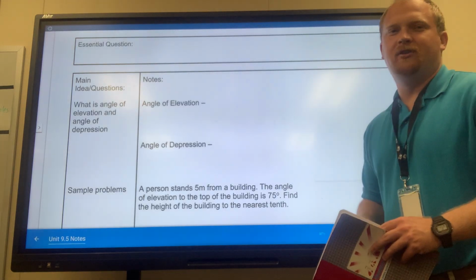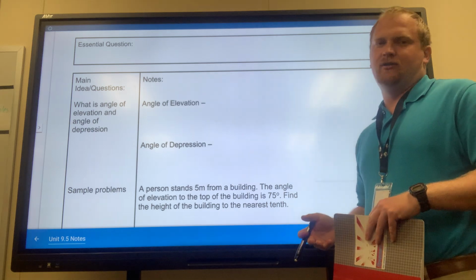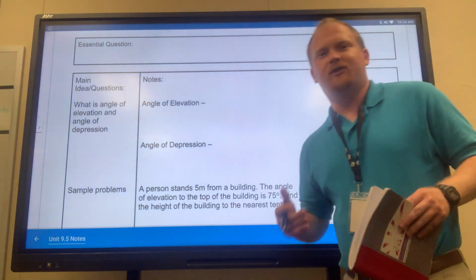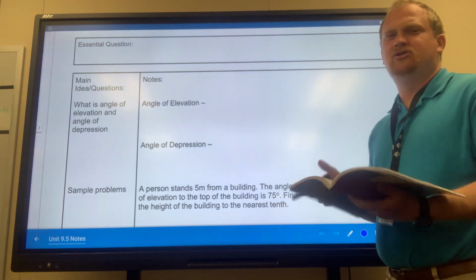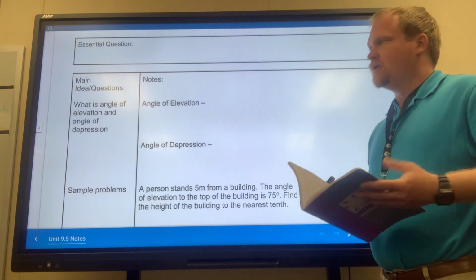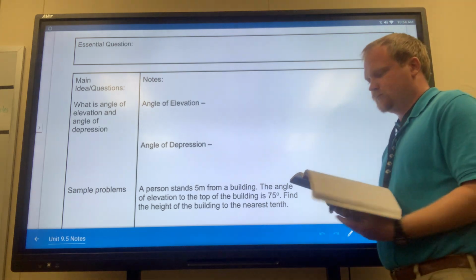Hello, Coach Holmes here, and today we're going to be talking about the angle of elevation and the angle of depression, as far as what they actually mean in real life. So basically, we're just trying to use trig in real life.